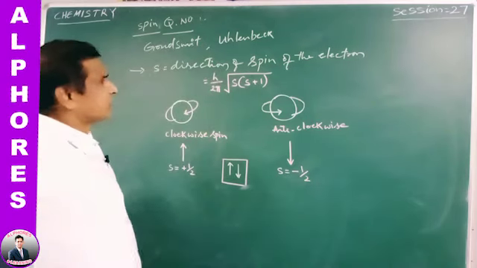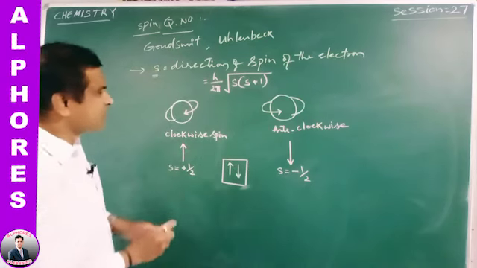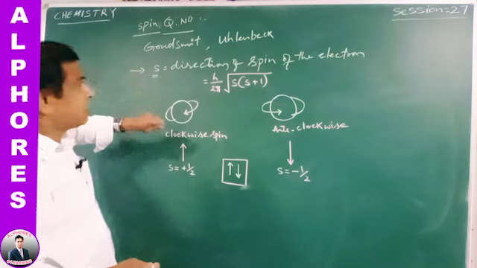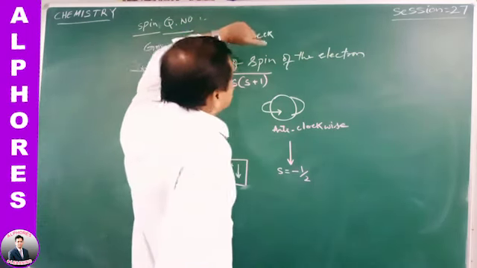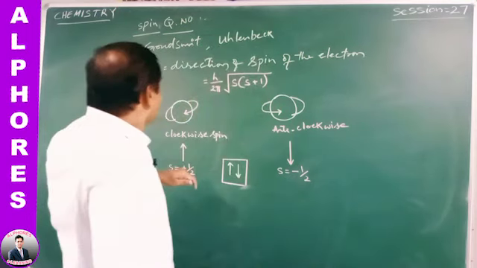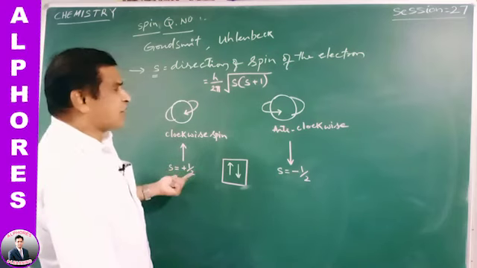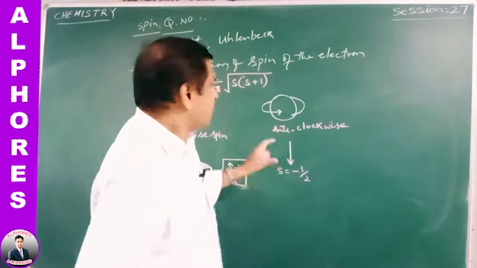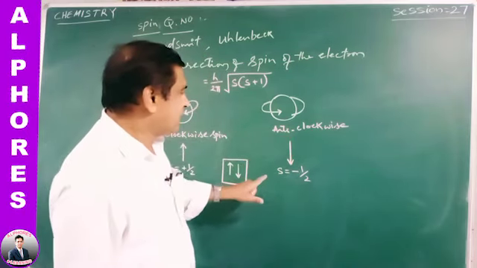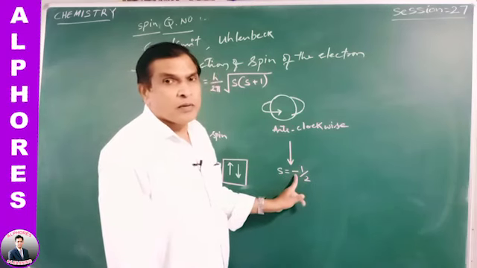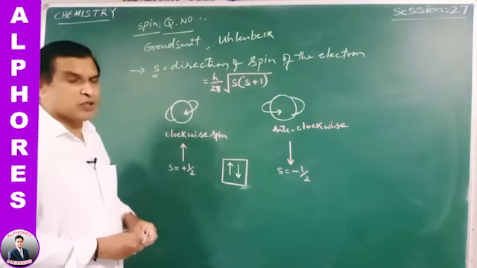So what does the spin quantum number signify? The spin quantum number is given by s. It signifies the direction of spin of the electron. If the electron spins clockwise, its spin value is +1/2, and if the electron spins anti-clockwise, given by the downward arrow, the spin value is -1/2.